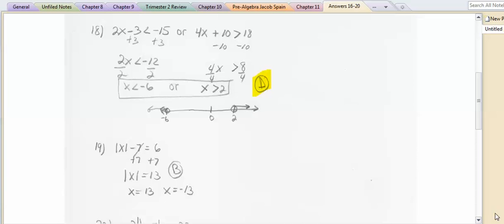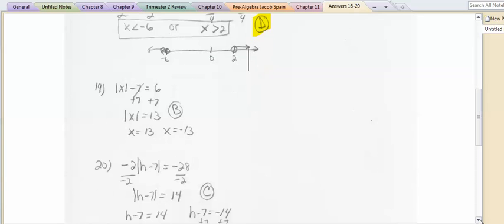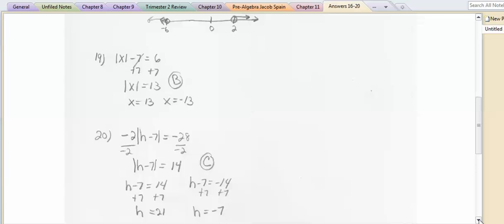Number 19, absolute value. Remember, absolute value is going to have two problems. We move the 7 over, and then we get 13, but it can be x is equal to 13 or x is equal to -13, so answer choice is B.